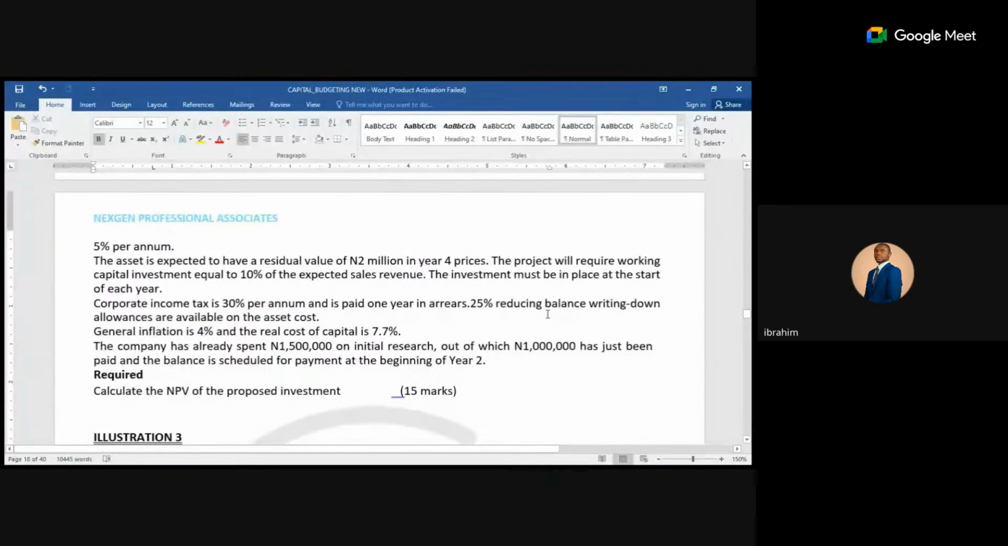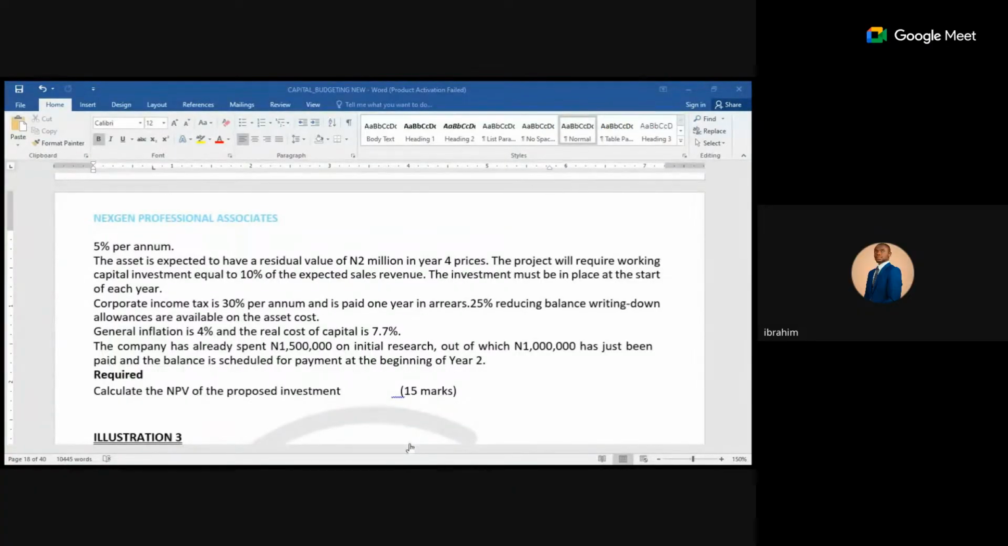Now, 25% reducing balance written down allowances are available on the cost, meaning that instead of depreciation, they have to charge what we call capital allowance. Of course, that is where we will have our tax savings, right?